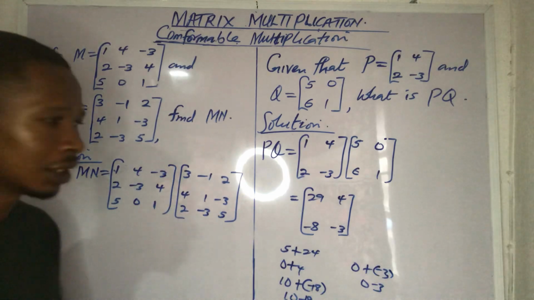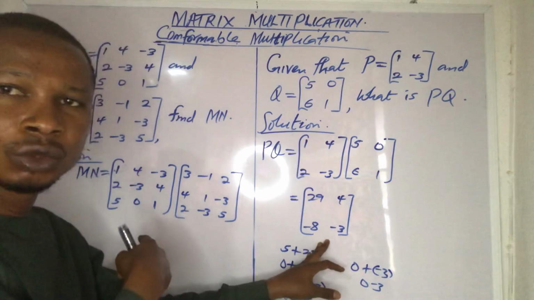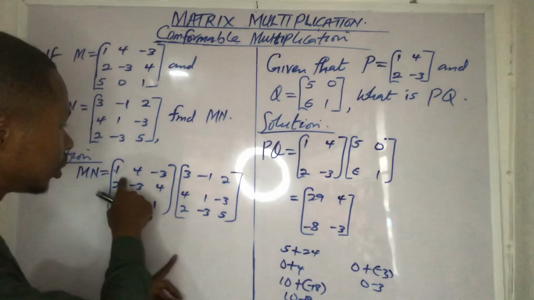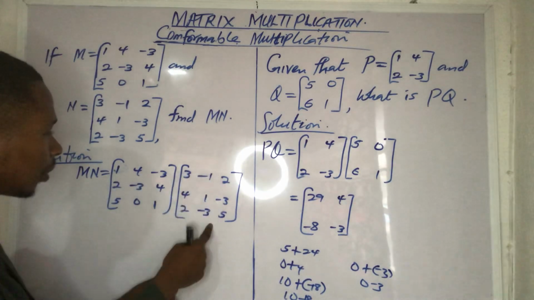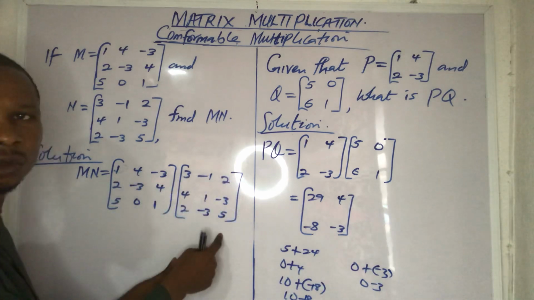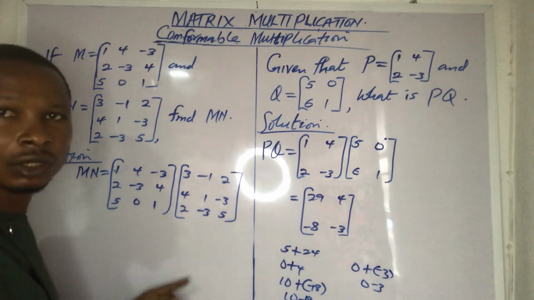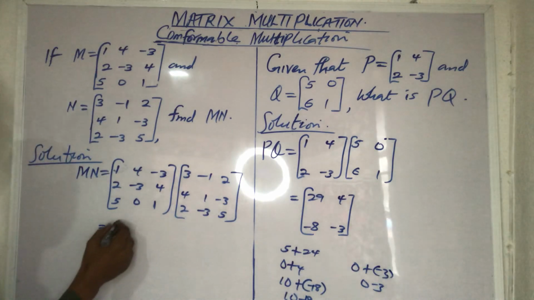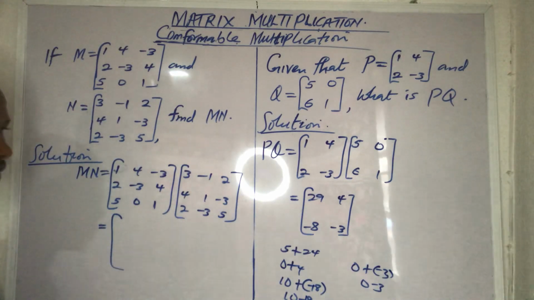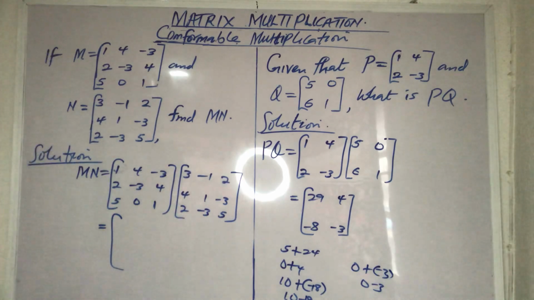So the same thing I did here is what I'm still going to do in this case now. I will use this row to multiply this column. This row multiply this column. This row will multiply this column. So I'll do it for the others also. So now you have this supposed to give me now. So if I start with this, I will have something like this.